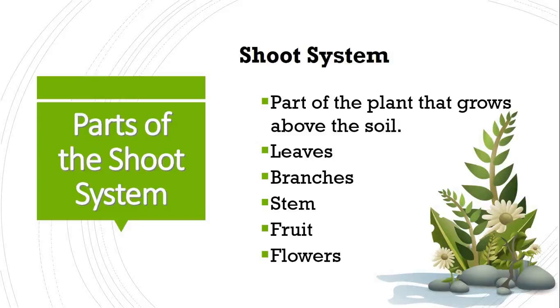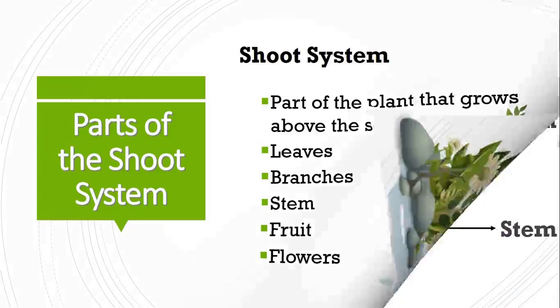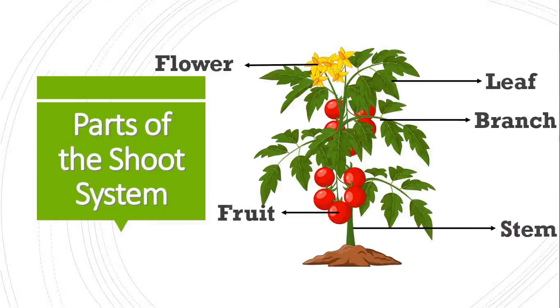Some plants are called flowering plants that bear flowers. This type of plants have flowers that bear seeds. And some flowers will develop into fruits containing seeds. New plants can be grown from the seeds. Some fruits have only one seed, while some fruits may have many seeds. These are the parts of the shoot system in plant.